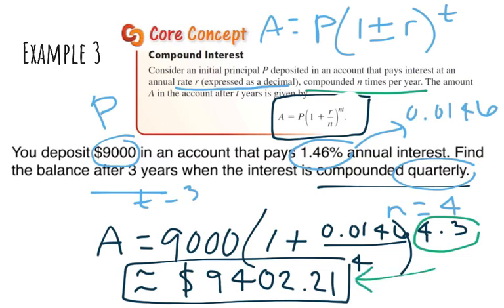Since we're working with dollars, it only makes sense to round it to 2 decimal places, and problems like this probably will never tell you to round to 2 decimal places. It will just assume that you know that because we're working with dollars.